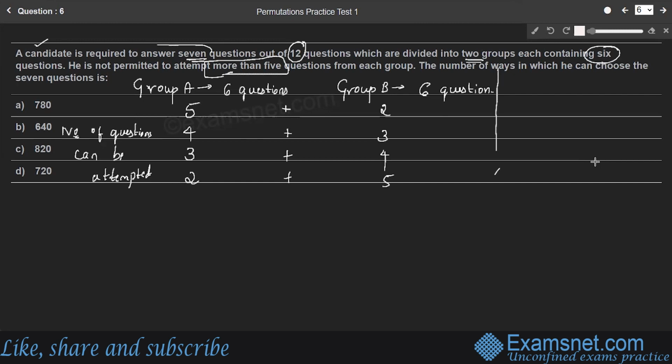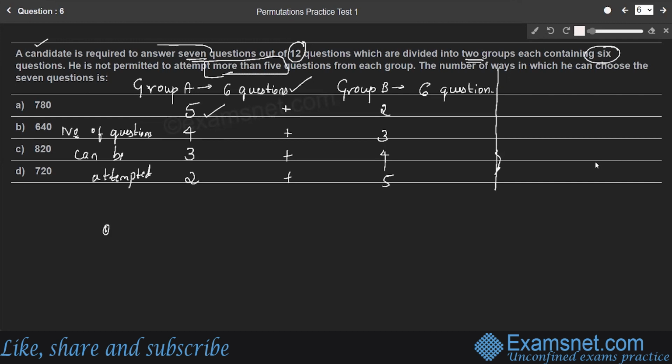Now let us consider the ways of choosing these questions or answering these questions. Out of 6 questions, the candidate can answer 5 questions. In the first case, he can answer 5 questions. So we'll consider 6 questions.